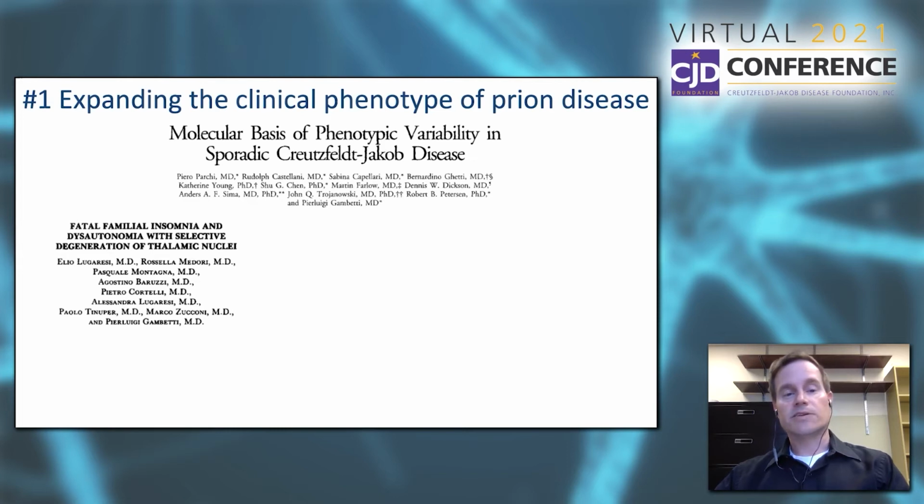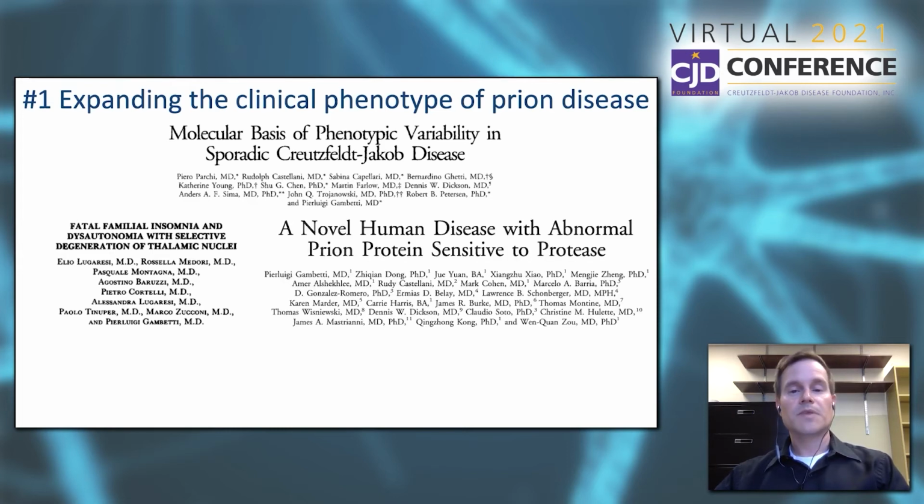And of course, Dr. Gambetti was instrumental in describing fatal familial insomnia. But there are other sporadic prion diseases, and probably the next most common sporadic prion disease outside of sporadic CJD is something called variably protease-sensitive prionopathy, which again does not really resemble the CJD phenotype. And this is also something that Dr. Gambetti did with colleagues shortly before he retired.